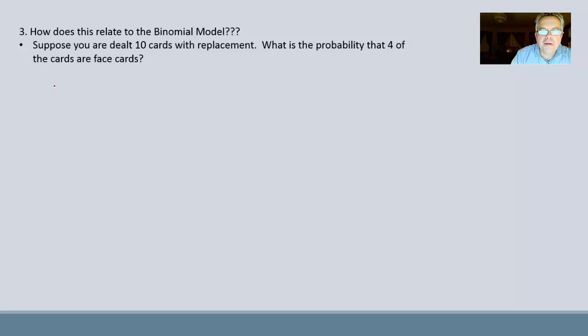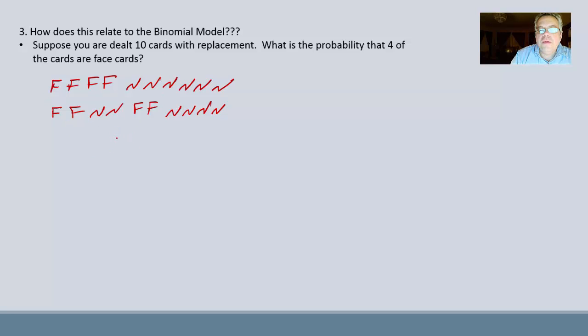Well, this could happen in a lot of different ways. Maybe the first 4 cards are face cards, and then the other ones are not. That'd be 6 cards that are not. Or maybe the first card is a face card, the second one is, the next 2 are not, the next 2 are face cards, and the rest of them are not, etc. There are a lot of different ways this can happen. We got to figure out how many different ways it could happen.